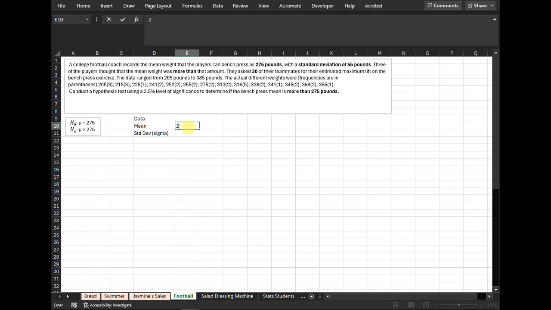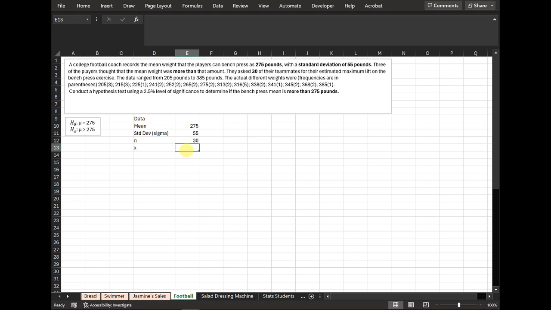So right now I have that my mean is 275 and my standard deviation is 55. But what's interesting about this is I can't tell necessarily what my sample mean is. My N is clearly 30 because it says they asked 30 of their teammates for their estimated maximum bench press. But as far as the mean from this set of data, you can't tell what that is. So I always first like to go through and organize all the data, and there's a missing piece here. So we'll have to work on that.